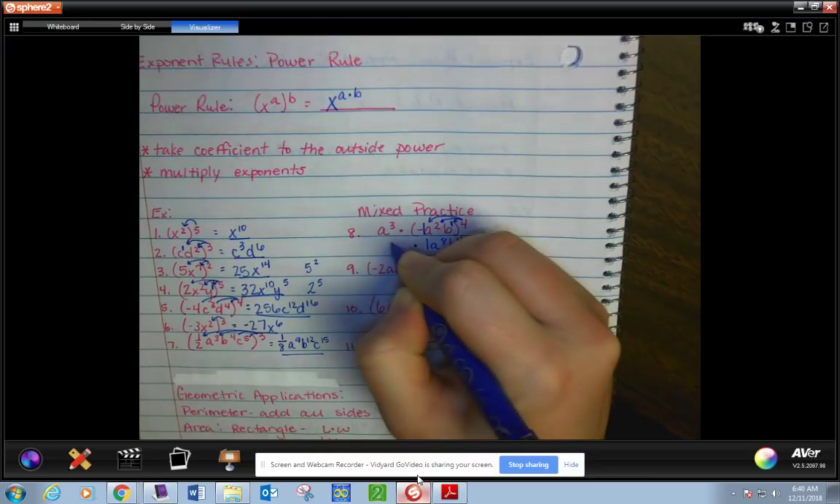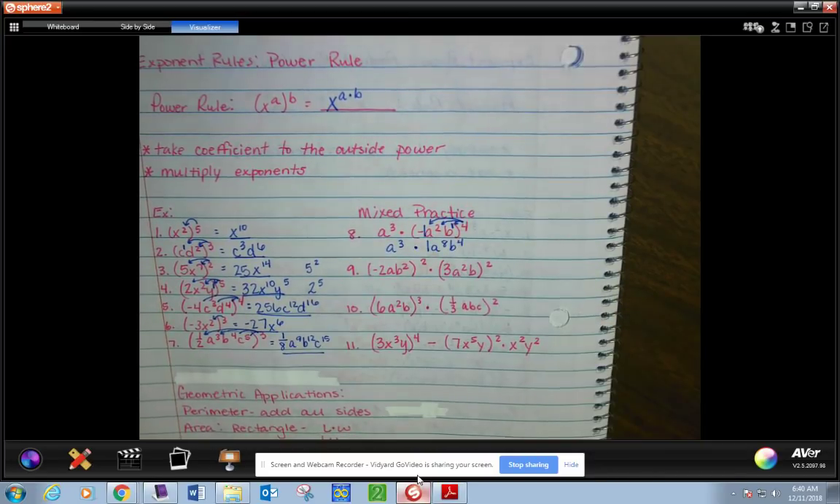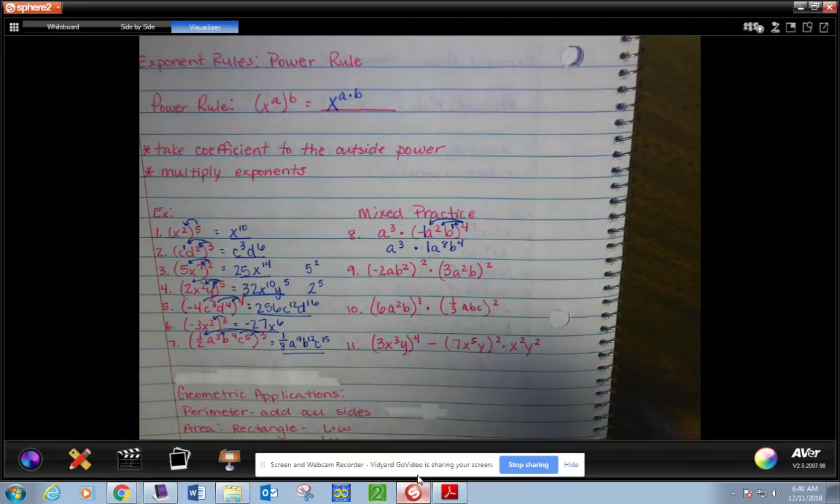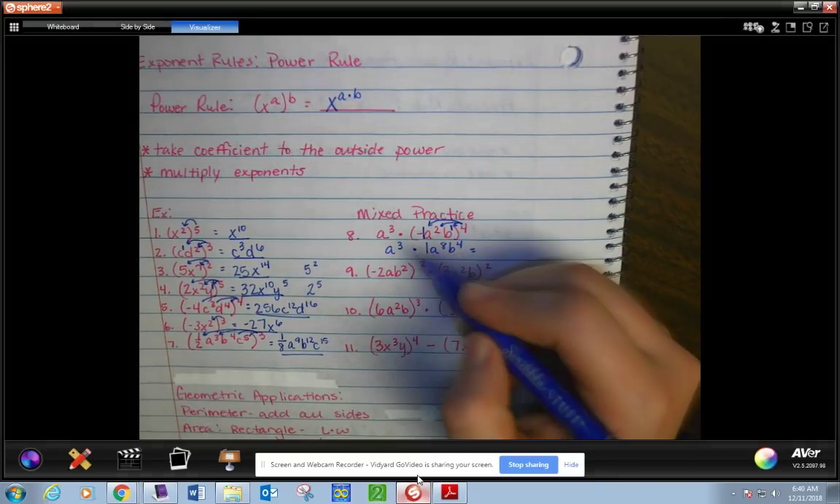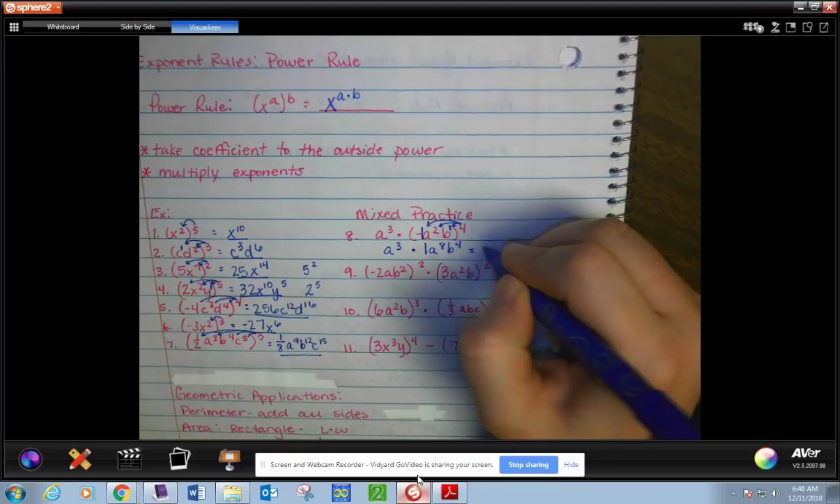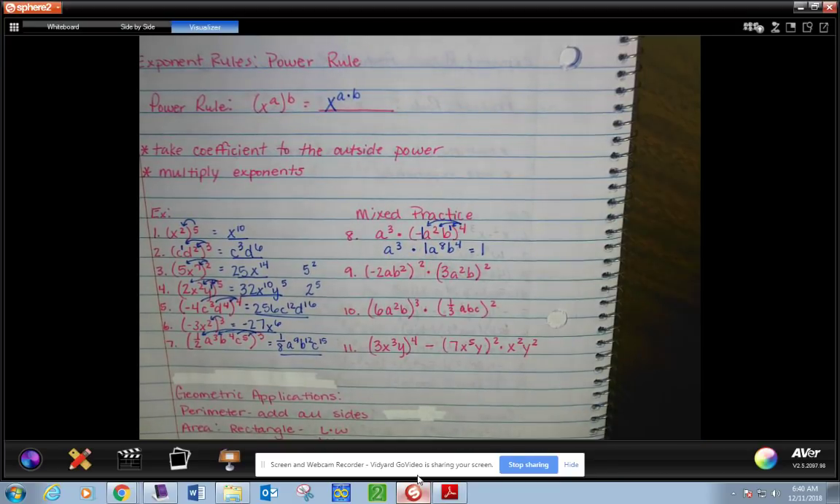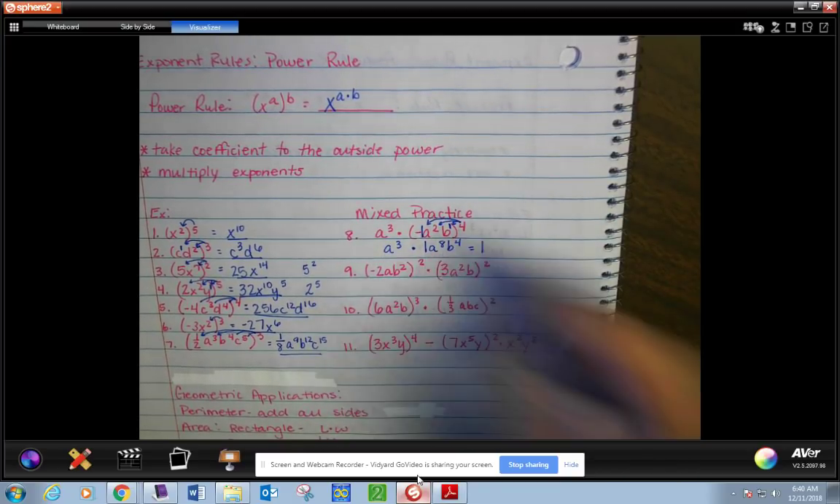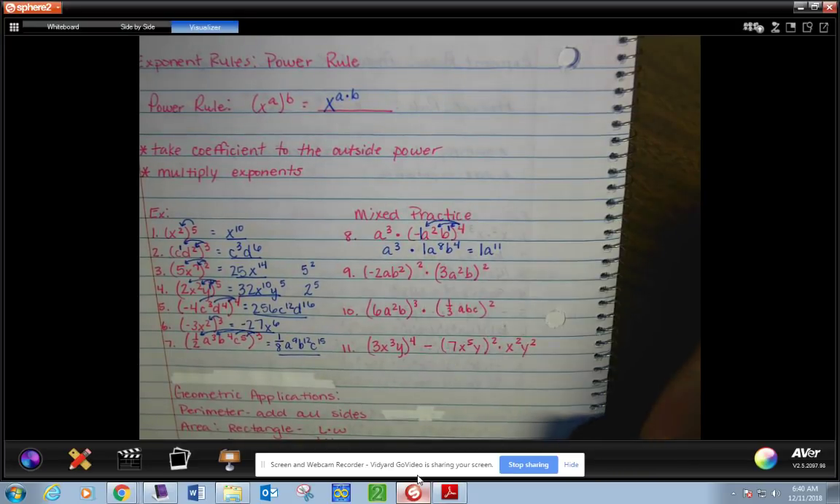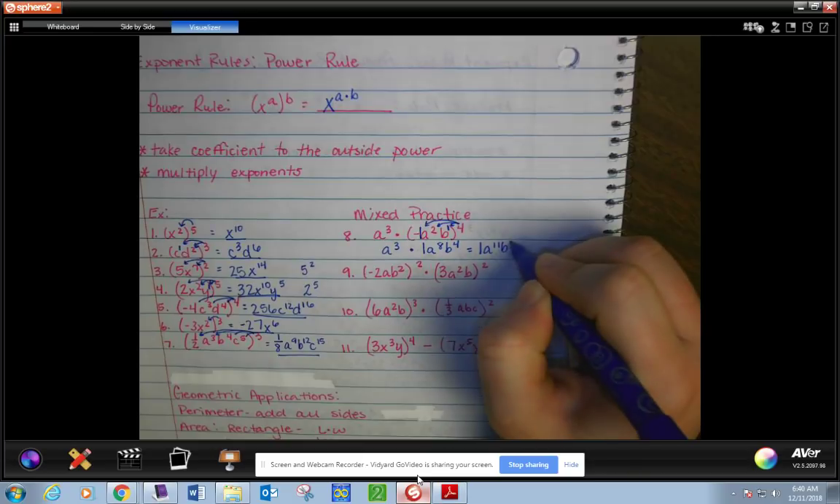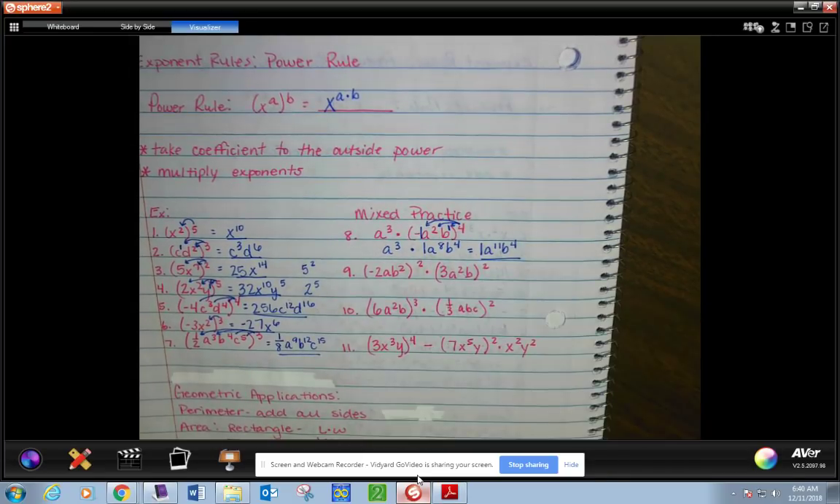And then I bring down my a to the third times, and now I do my multiplication rule. When you are multiplying, you multiply whole numbers, add exponents. So I technically have 1 times 1, which is 1. If you don't want to write the 1, you don't have to. I have an a to the third and an a to the 8th, so 3 and 8 make 11 because you're adding. And b to the 4th is the only b that I have, so I just bring it over. So I have 1 a to the 11th, b to the 4th.